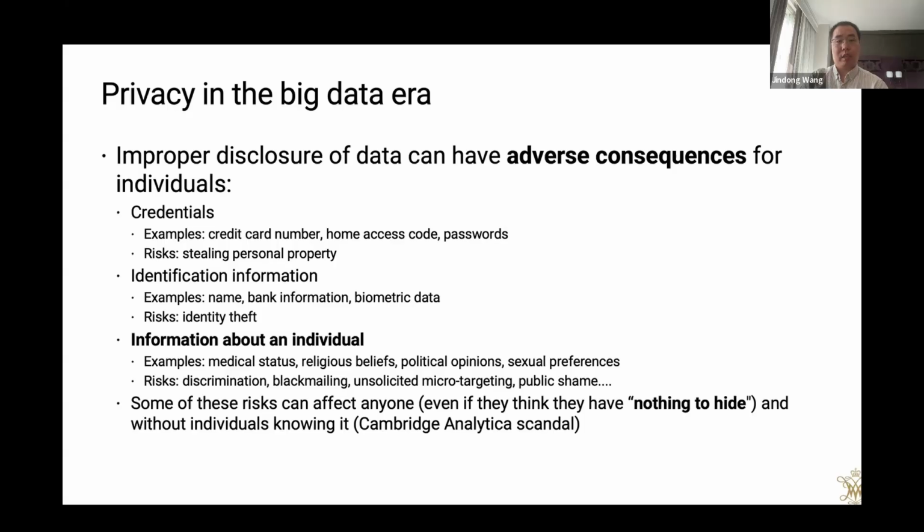And some of these risks can affect anyone. Even if you think you have nothing to hide, so you're clean, you think, okay, I did not do anything bad, I'm a good guy, I'm a law-abiding citizen, right? You think you have nothing to hide, but they can still do some bad things you can never imagine. Okay, so that claims that privacy actually is very, very important.